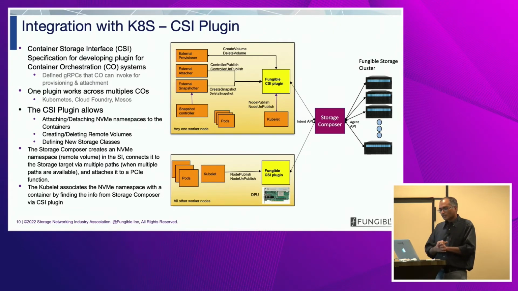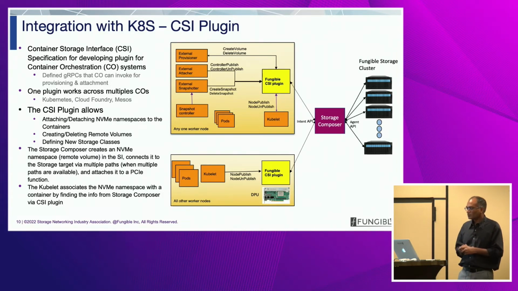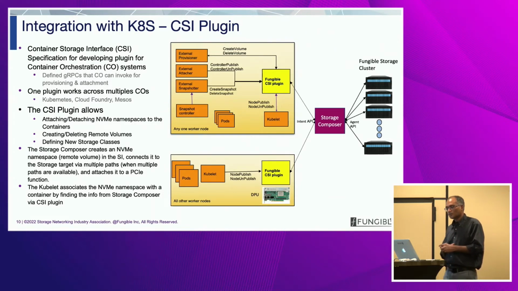So the composer creates an NVMe namespace in the storage initiator, connects it to the storage target via multiple paths, and attaches it to the right PCIe function. Then the kubelet associates the NVMe namespace with the container by finding the info from the storage composer via the CSI plugin. The CSI plugin runs on the worker nodes. One of the nodes acts as a master node, any one of the worker nodes, so the plugin runs in all the worker nodes, right.